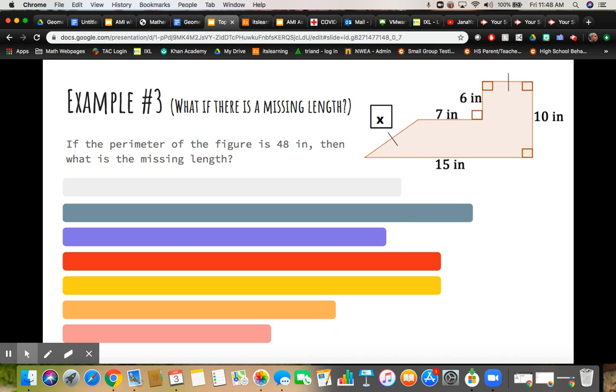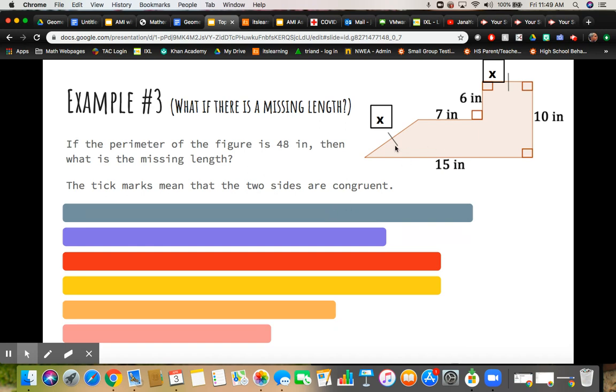So let's go back to the missing side. I said that we had tick marks. But what do those tick marks mean? Well, in geometry, the tick marks mean that the two sides are congruent. So I can also say that this top side here is also x. Now I can set up an equation to solve for the missing side.